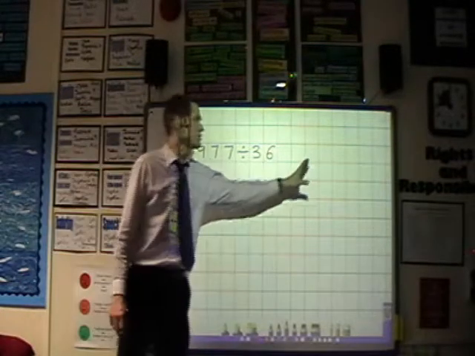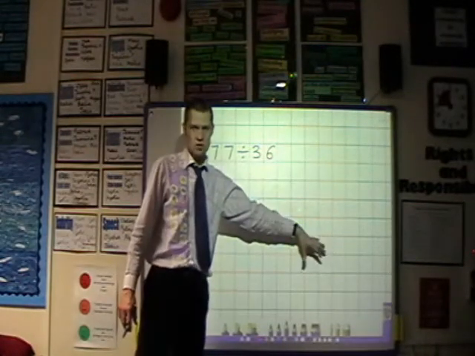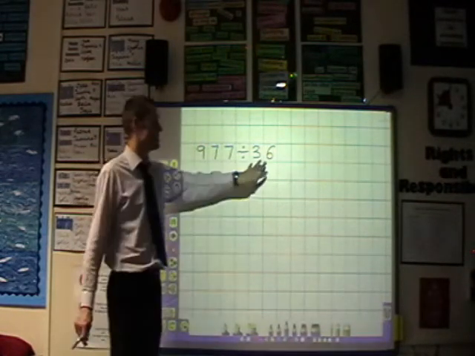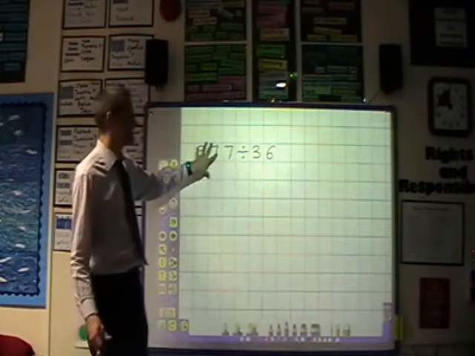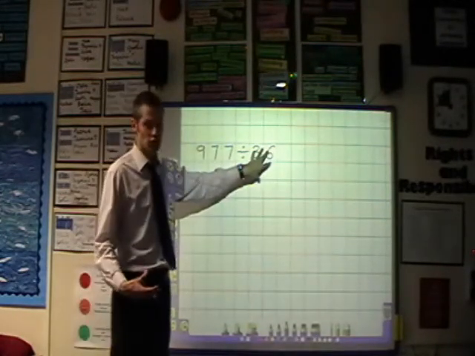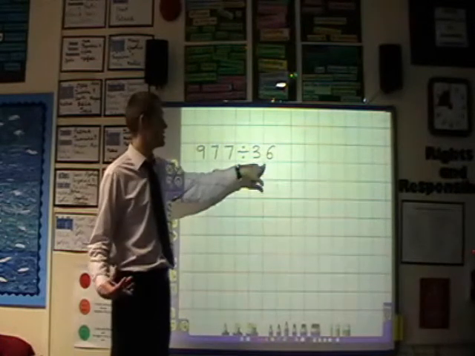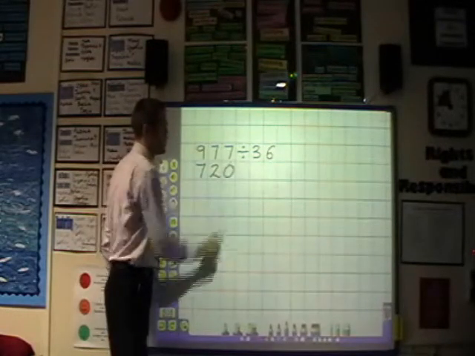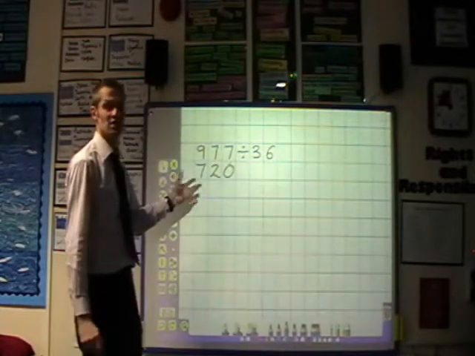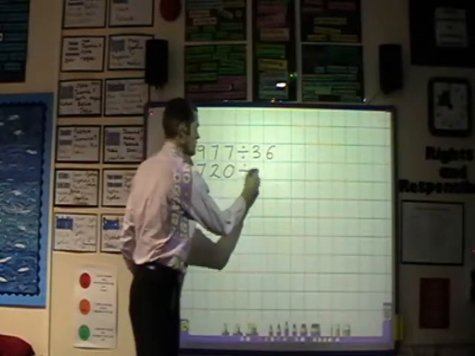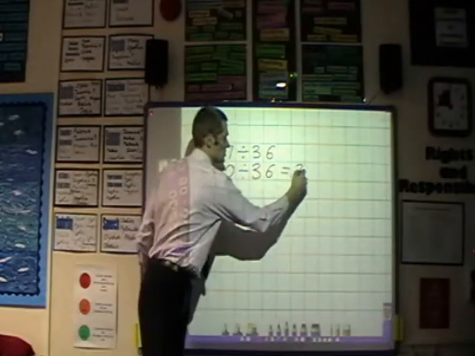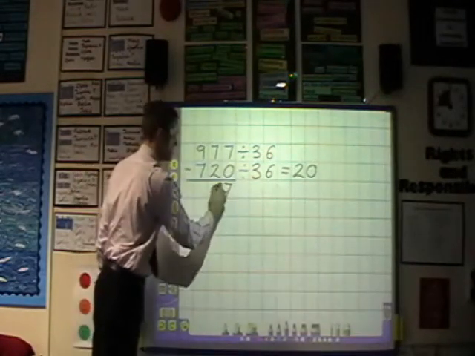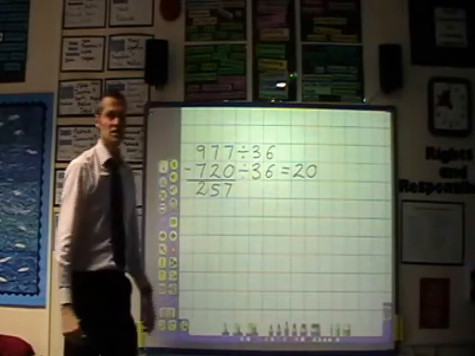That may well be quite a lot of effort for some children, and perhaps too time consuming, when it may actually be easier to use their ability to multiply 36 by 10, or if that was bigger, by 100 or 1,000, or as we said earlier, their ability to double 36 to 72. So many children, I think, would just choose 720 as their first chunk in this example, which of course is 20 36s. We take that away, we're left with 257.